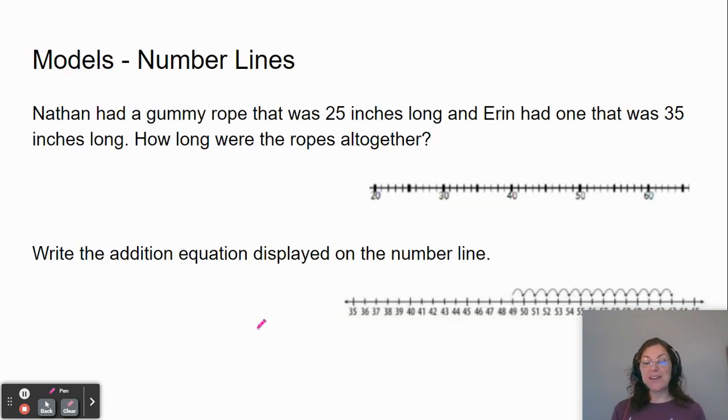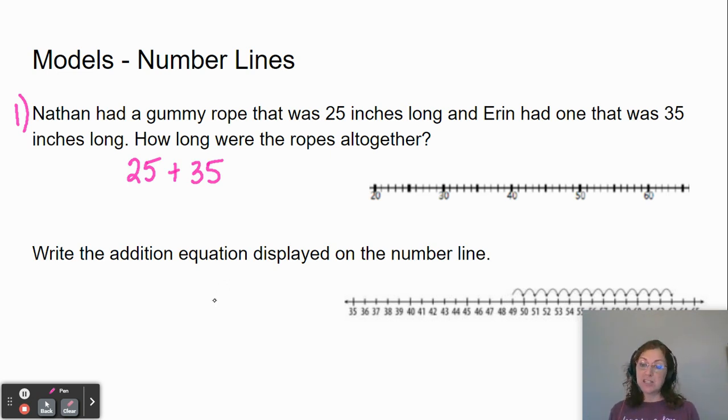First approach we're going to look at is the number line, where we use a model to show the addition. Let's take a look at the first problem. Nathan had a gummy rope that was 25 inches long, and Aaron had one that was 35 inches long. How long were the ropes altogether? Well, of course, we want to add these two together. And I want you to really try not to do the standard algorithm in your head, but instead look at the model and let's go from there.